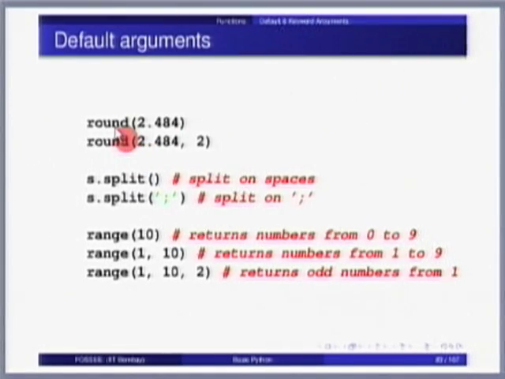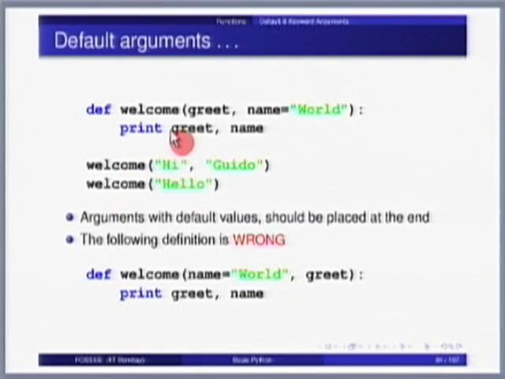Default arguments can be easily provided for Python functions. We have seen many examples like with round, split, range, etc. The way to do it is to define the function, and give the argument a specific value by saying name equals something, in this example, welcome, greet, and name equals world. This equals can be 1 or 2, whatever you want. And when you call it, only the greet has to be supplied compulsorily. If you do not supply the name, it will be assumed to be world.